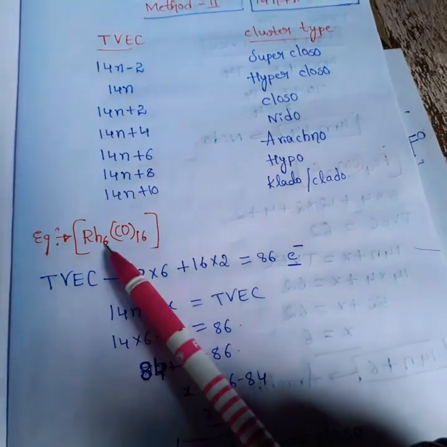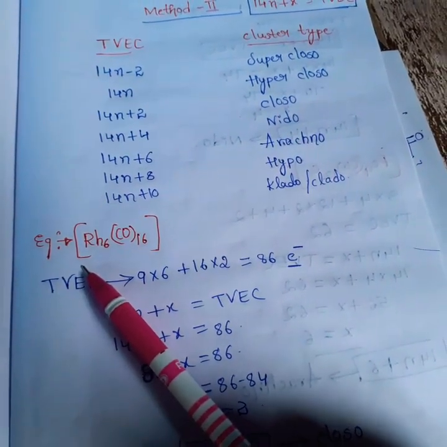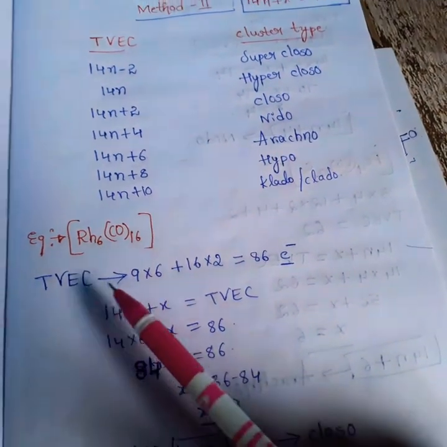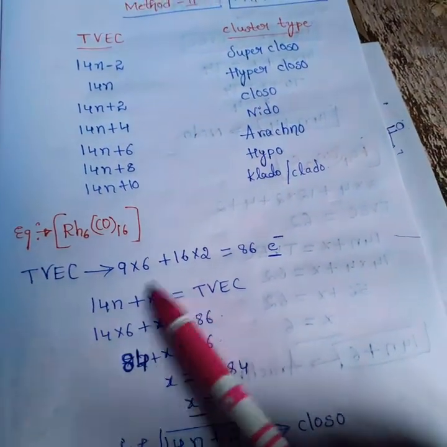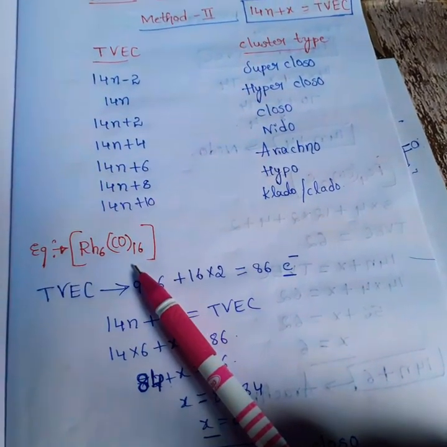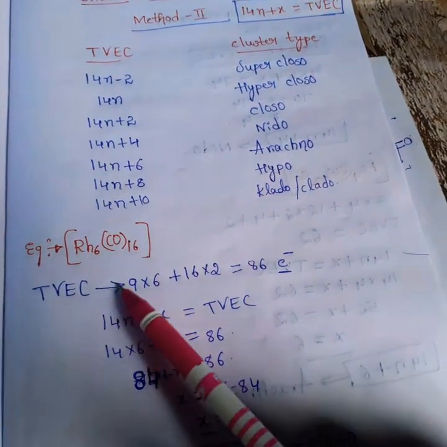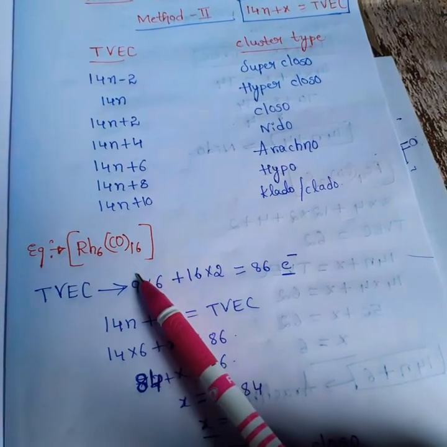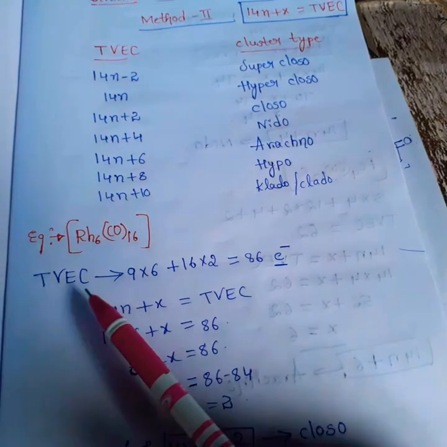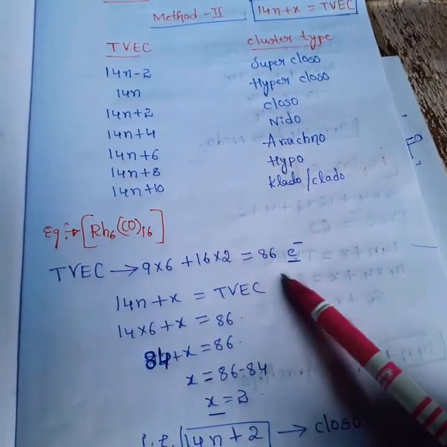We know the valency electrons present in rhodium are 9, and here they have given 6, so 9 into 6, plus, repeatedly I am telling this, one carbonyl contribution is 2 electrons, and here they have given 16 carbonyls, so 16 into 2, 32. So this total valency electron count, we will get 86 electrons.